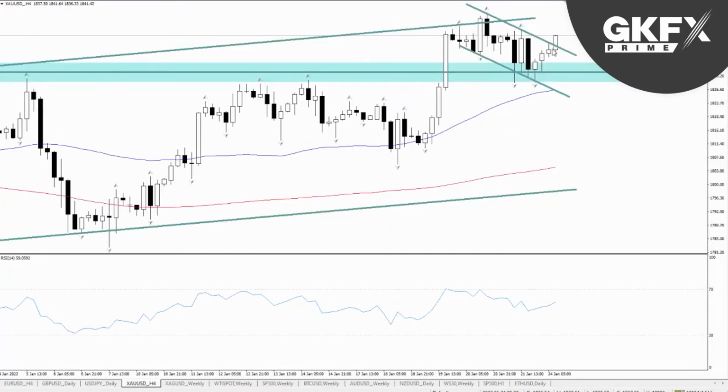So that short-term trading momentum is back in the long-term direction that we want it to be in, and we can start thinking about trying to take advantage of a rising market on all the time frames. So potentially looking good for gold.